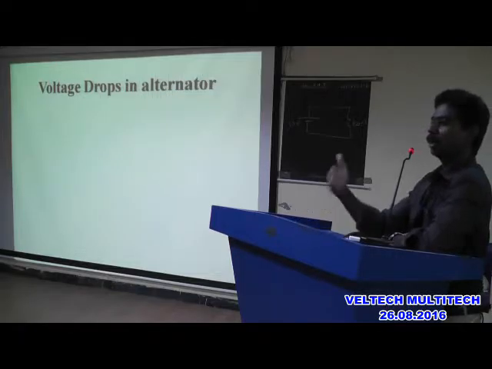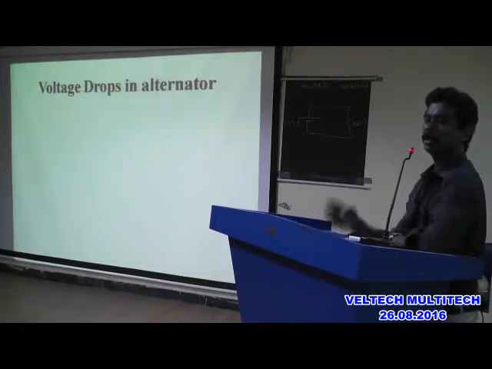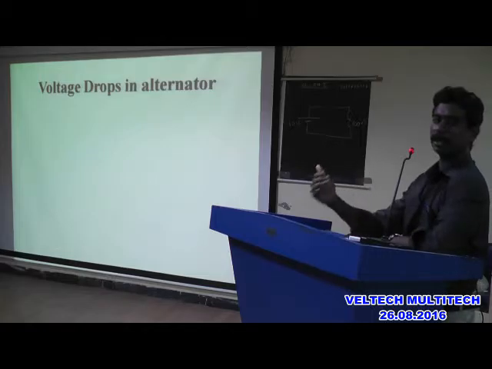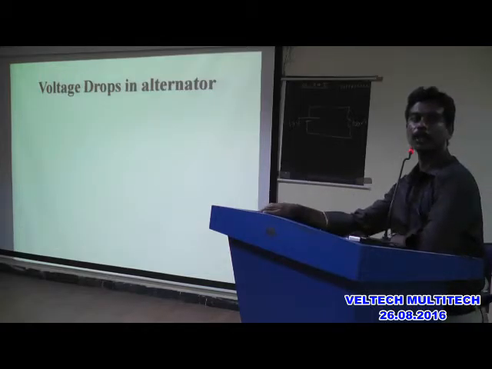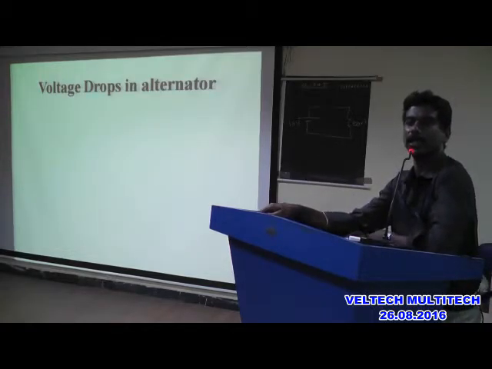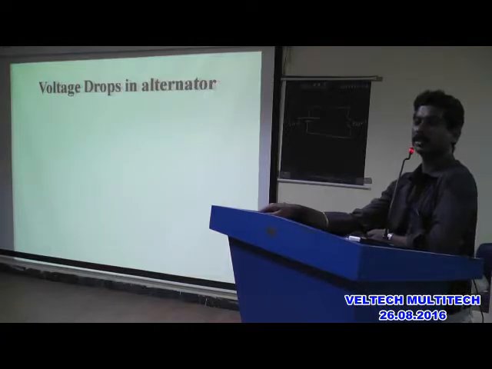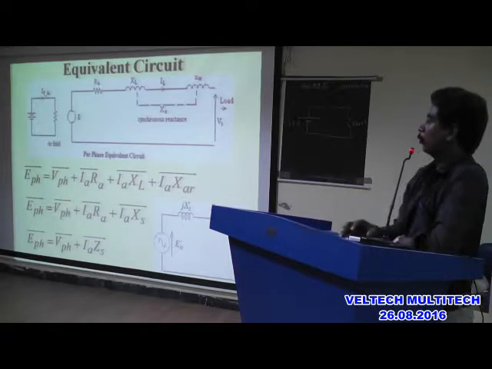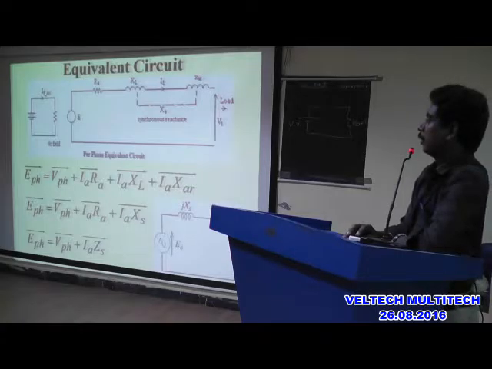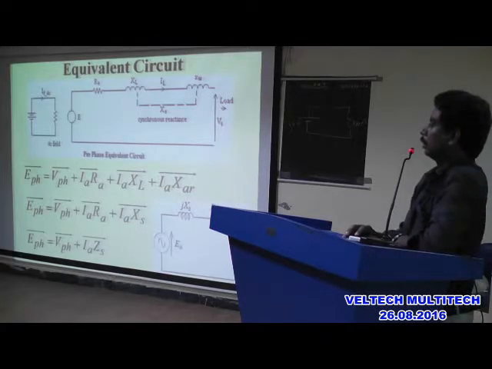So now voltage drop. What are all the voltage drops in any alternator? We have three voltage drops because three factors affect the terminal voltage. One is armature resistance, another one is leakage reactance, and the third one is armature reaction reactance. So now this is the generator voltage E phase, that is equal to V phase terminal voltage plus IARA, the one drop IAXL, then IAXAR. So here this is the terminal voltage.